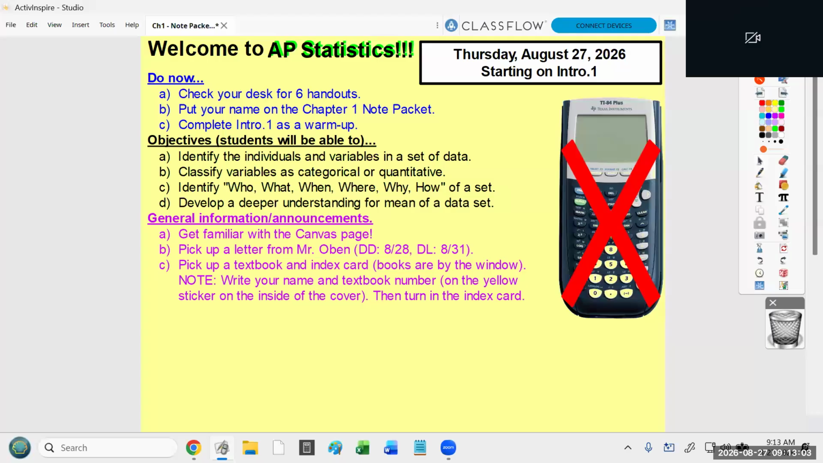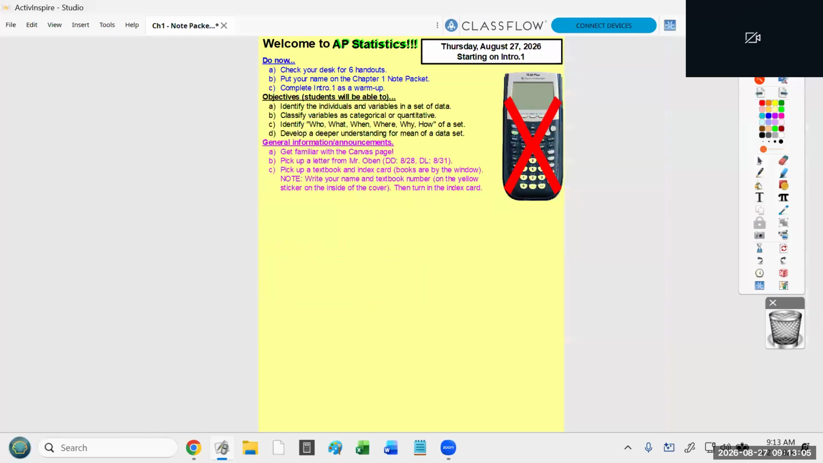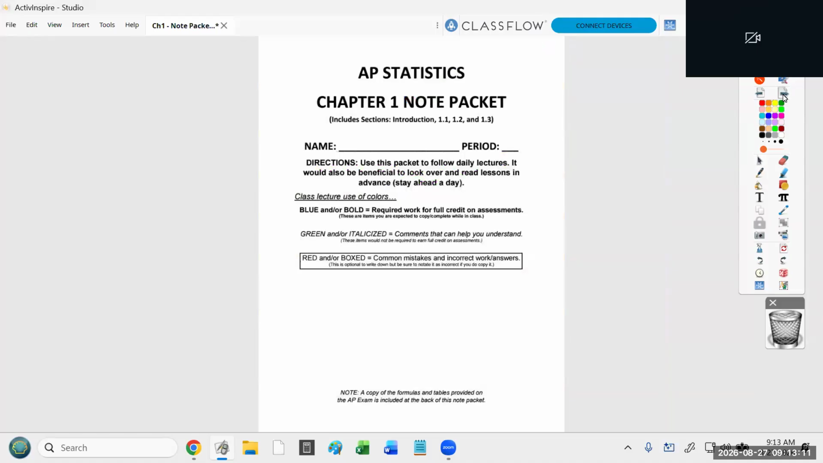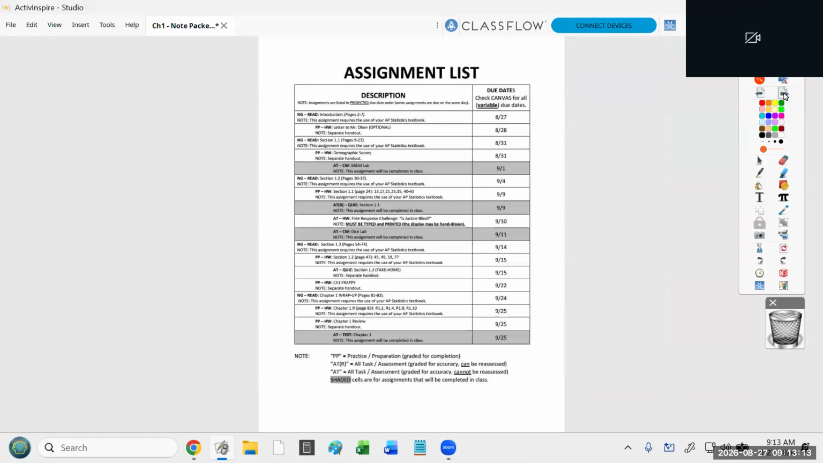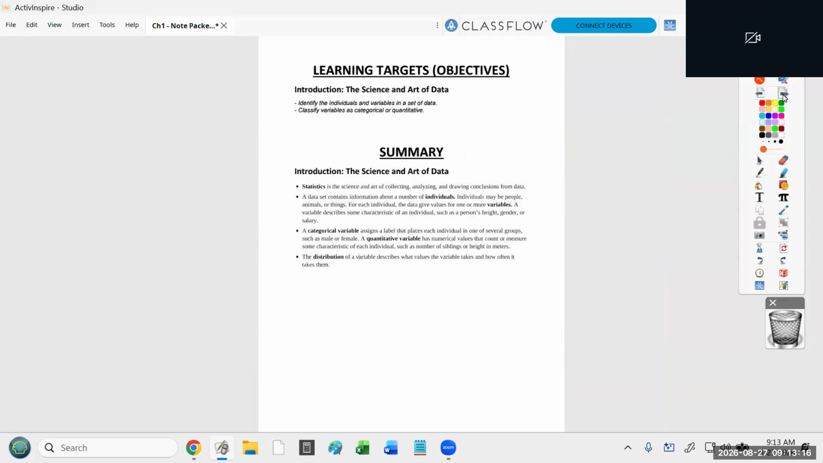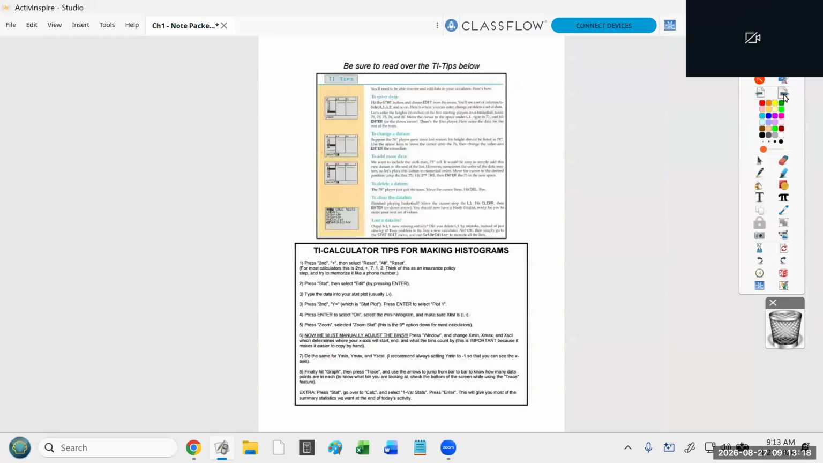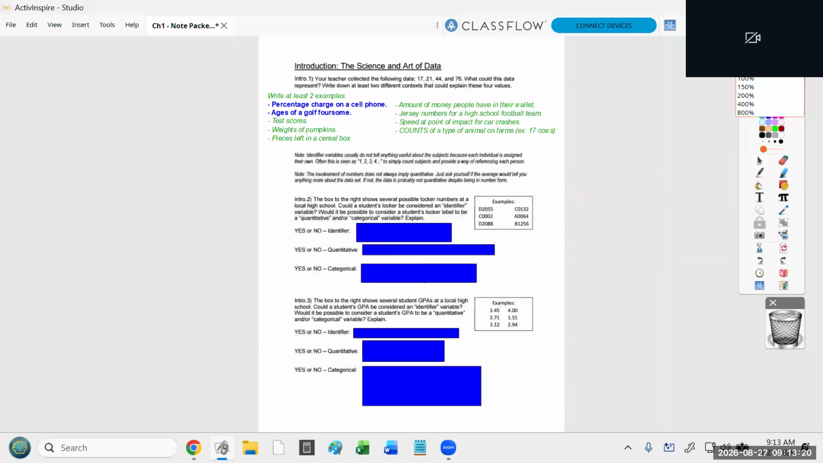All right, so we're officially starting chapter one. Well, technically, we'll start chapter one on Monday. We're doing the introduction part of the textbook today and tomorrow. Students received the chapter one packet with all of the assignments listed and then the resource pages for all of the sections, and we are ready to get going.